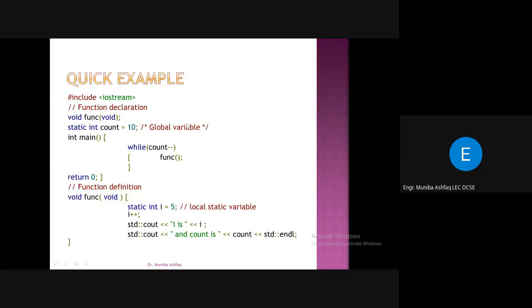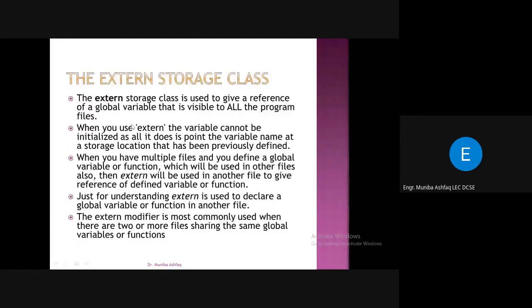And if you want to use, let's suppose, this count in another file, then you just use the keyword extern. So the compiler knows that you are referring to some variable which is defined in some other file. So it's actually used when you have multiple files. The extern storage class is used to give a reference of a global variable that is visible to all the program files.